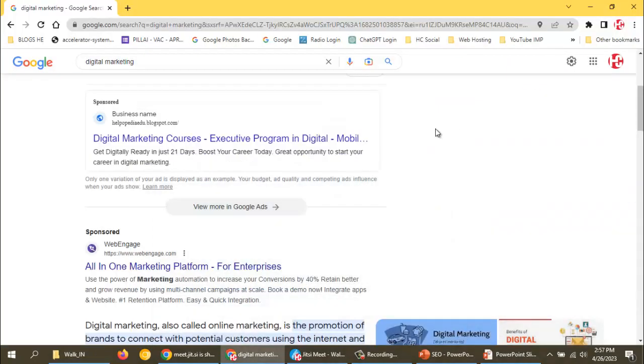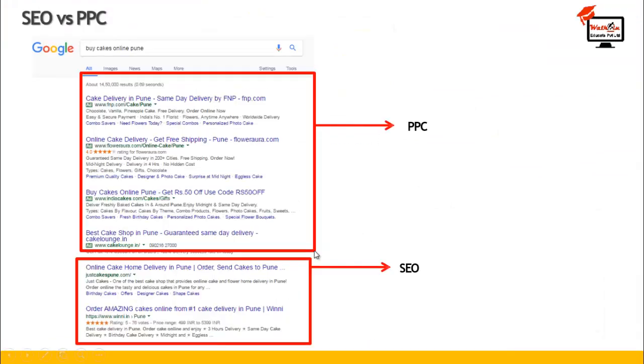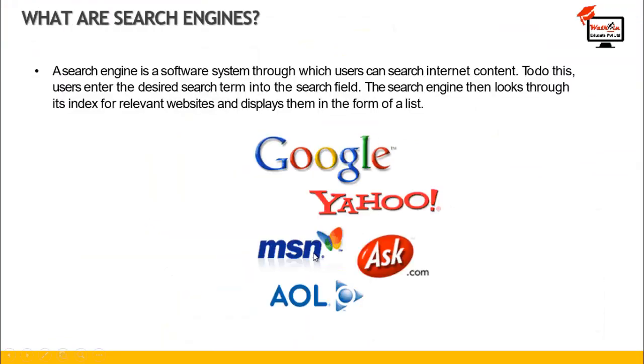Now the next thing over here is that we have many search engines like Google, Yahoo, MSN, Ask, AOL, Bing, and many other search engines. Now what are search engines? They are software systems through which a searcher can search anything on the internet. Whatever they search in any search engine, they get some desired results. So that application, that website is called a search engine. Like we all know Google, so Google is a search engine.